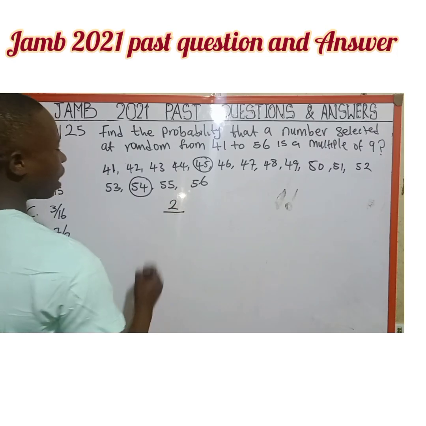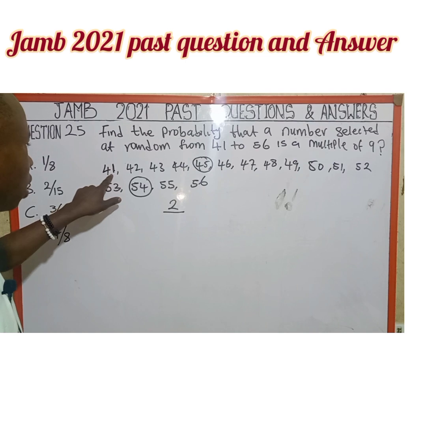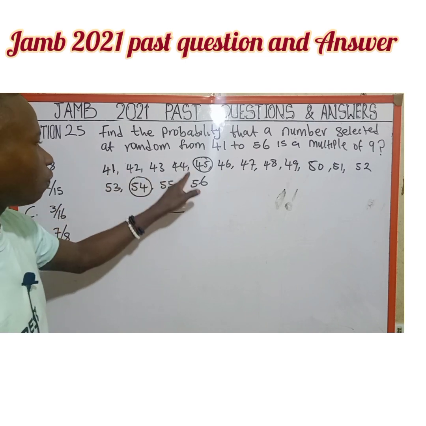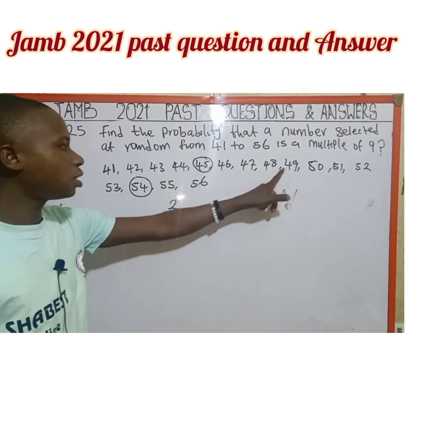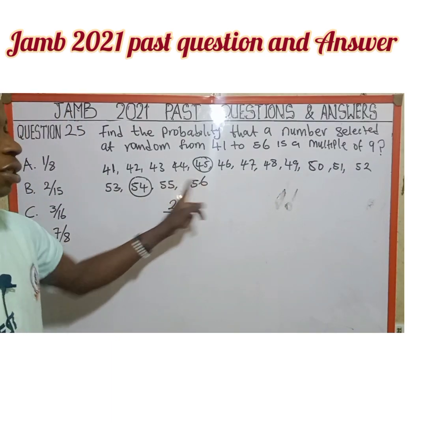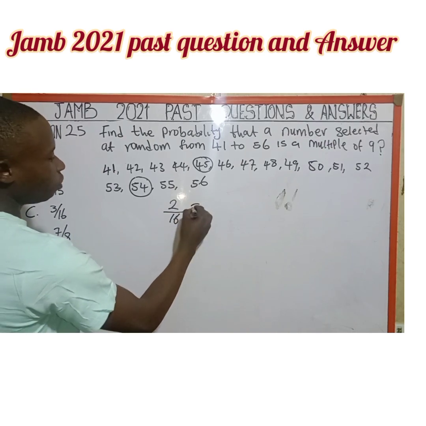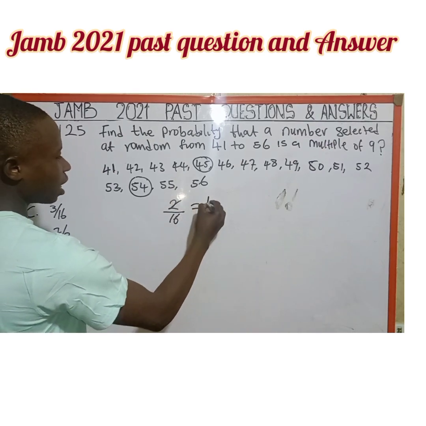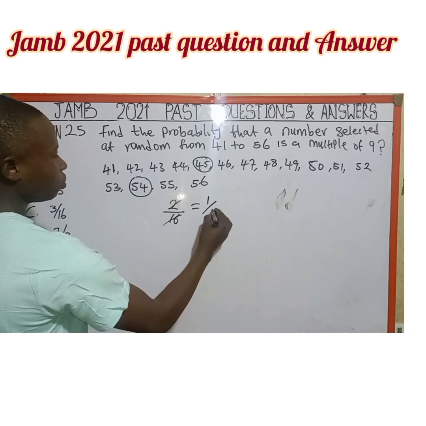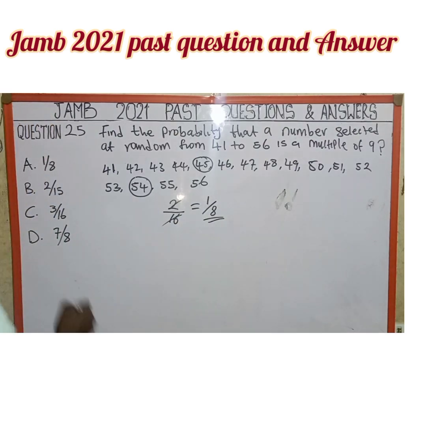Then all over the total number of terms. So from 41, let us count: 1, 2, 3, 4, 5, 6, 7, 8, 9, 10, 11, 12, 13, 14, 15, 16. So we have 16 numbers. So this fraction can also be reduced. 2 can go into 2 one time, then 2 can go into 16 8 times. So this is my answer, 1/8. And if you check, option A is the correct answer.